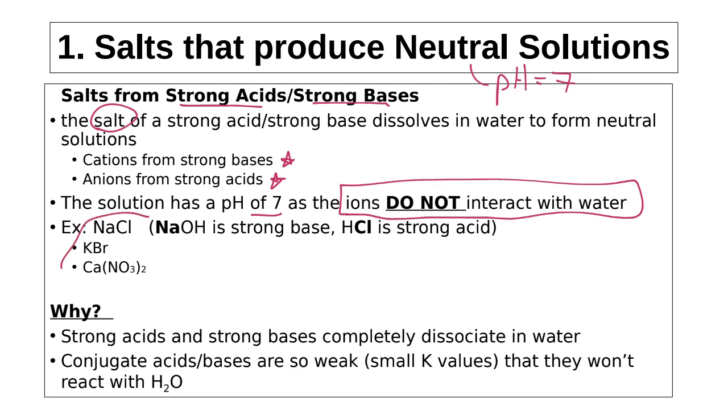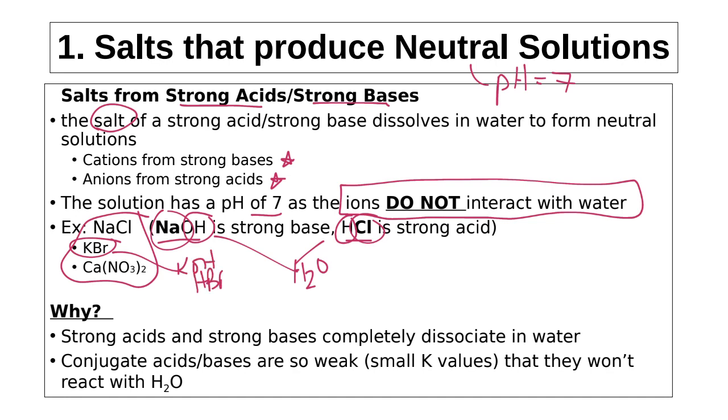So if we look at any of these salts right here, we recognize that those ions come from strong acids or strong bases. For sodium chloride, sodium hydroxide is the strong base, HCl is the strong acid. And of course, the hydrogen and the OH react to form H2O. So remember that we're only interested in the other ions that are present. KBr would have come from KOH and HBr, and those are both strong substances. And same thing here, we would have had calcium hydroxide and nitric acid.